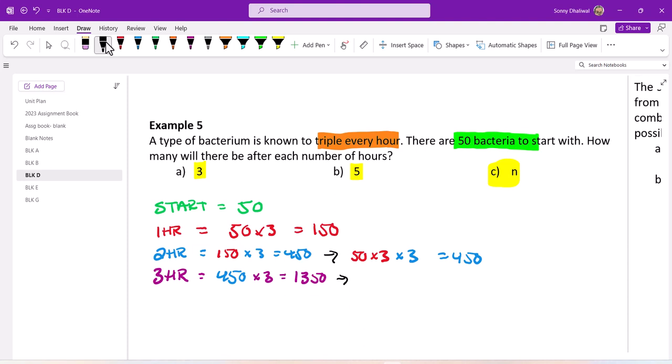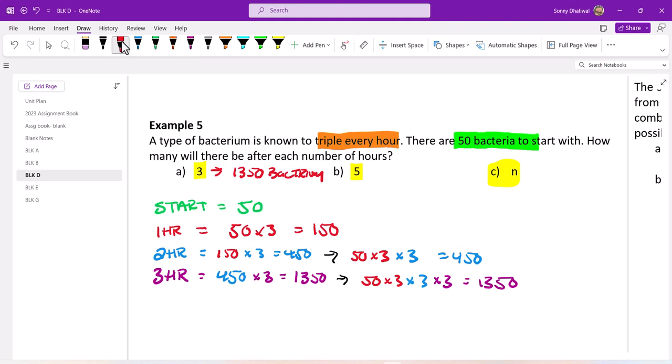So now, where did the 450 come from? Let's just write it out. It came from this 50 times 3 times 3. Then we tripled that 450. That was the purple, and it equaled 1,350. Right? So we can say after 3 hours, there's 1,350 bacterium. That's our answer there. Okay?